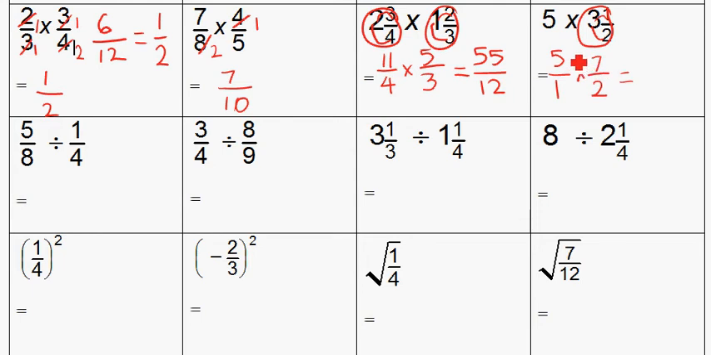Just check for any simplifying before we multiply. No. 5 times 7 is 35. 1 times 2 is 2. And we could change that to 17 and a half if you want to.